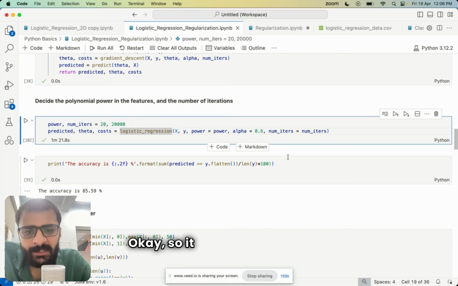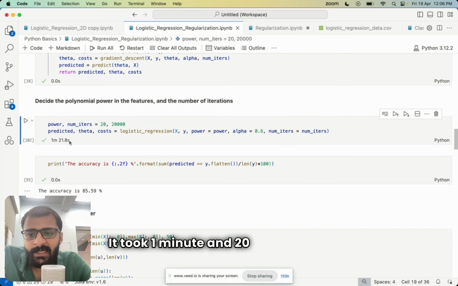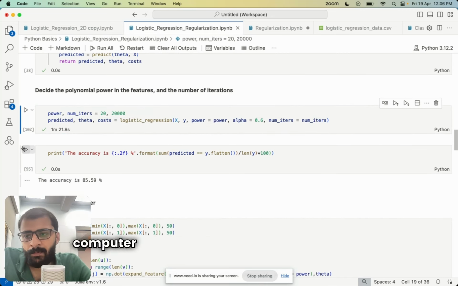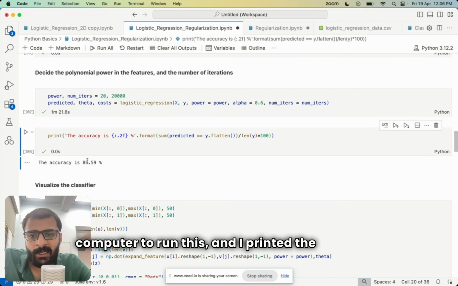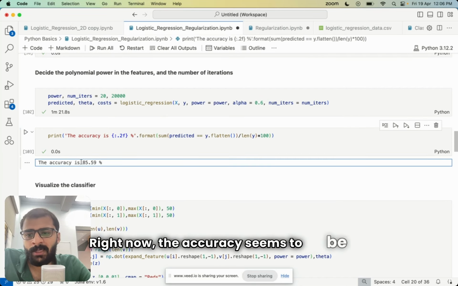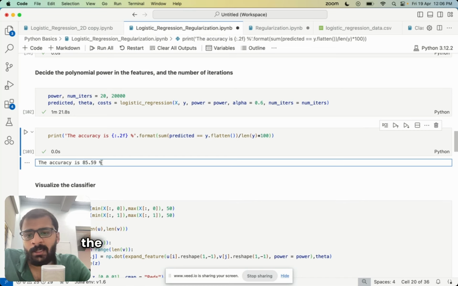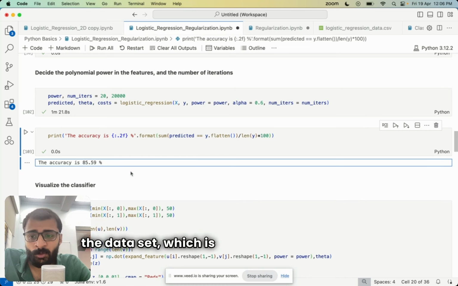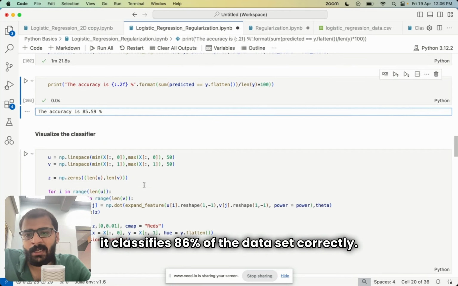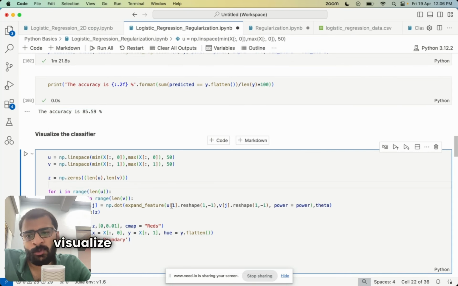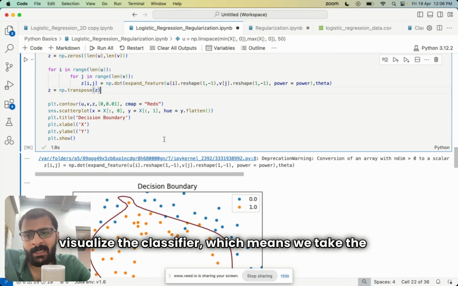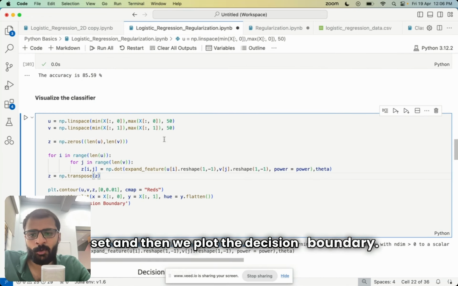Okay, so it has been completed. It took 1 minute and 20 seconds for the computer to run this, and I've printed the accuracy right now. The accuracy seems to be 86% on the data set, which is quite good, which means it classifies 86% of the data set correctly. The last step which we have to do is visualize the classifier, which means we take the data set and then we plot the decision boundary.